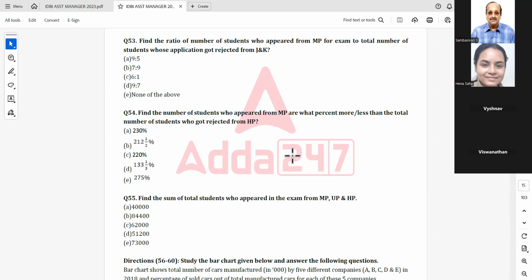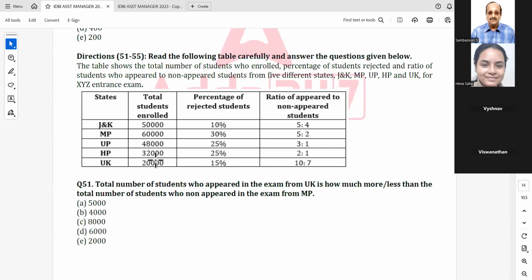What is the answer you are getting, Vishwanathan? Sir, I am getting 375, sir. That means 275, na? What is the figure you are getting? 30,000, correct? First figure. 30,000 by 8,000 I am getting, sir. Rejected only 8,000. How? Number of students got rejected.